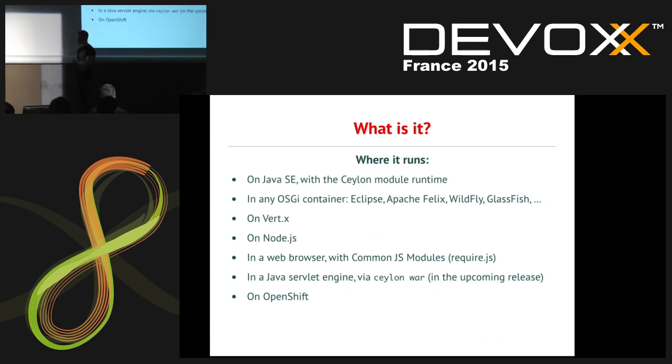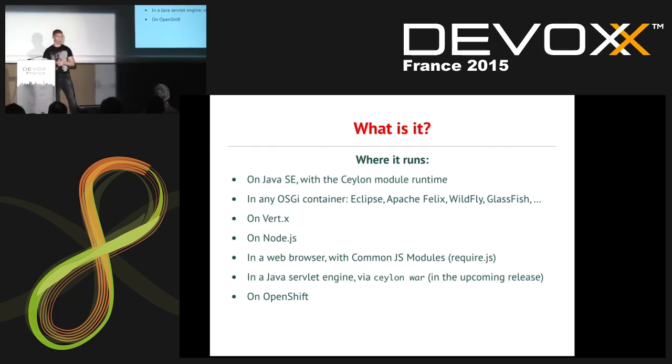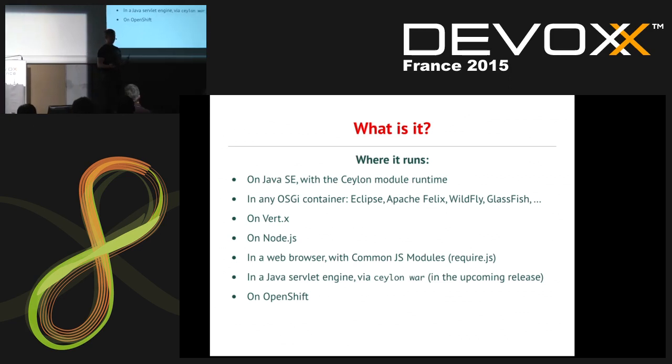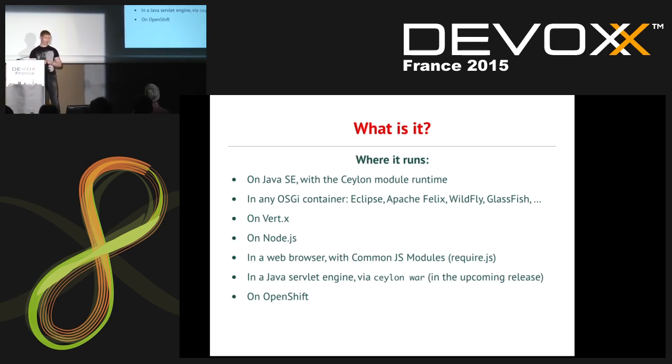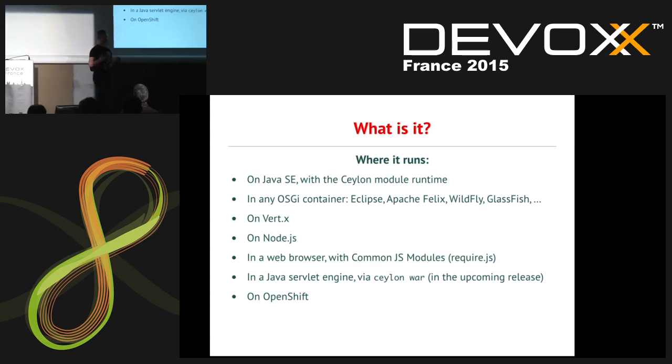Where can you use Ceylon? You can use Ceylon in Java SE together with the Ceylon module runtime, which is based upon JBoss Modules, the core of the WildFly application server. In future, we hope that we can swap that out and replace it with Jigsaw. You can run Ceylon in any OSGi container: Eclipse, Apache Felix, application servers that are based on OSGi, WildFly, GlassFish, etc. A Ceylon module comes straight out of the compiler as a valid OSGi module. It runs on Vert.x, which is a project sponsored by Red Hat to bring the Node.js programming model to the JVM. So Vert.x features first-class support for Ceylon.